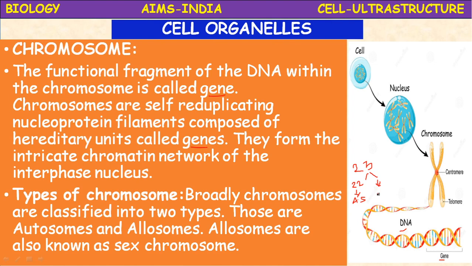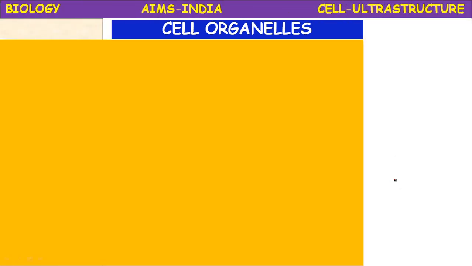allosomes. Allosomes are also called sex chromosomes. They are represented by the letters X and Y, so X chromosome and Y chromosome. These are called allosomes. Okay, children, the chromosomes are broadly classified into 2 types: autosomes and allosomes. Autosomes are vegetative in function, allosomes are reproductive in function.